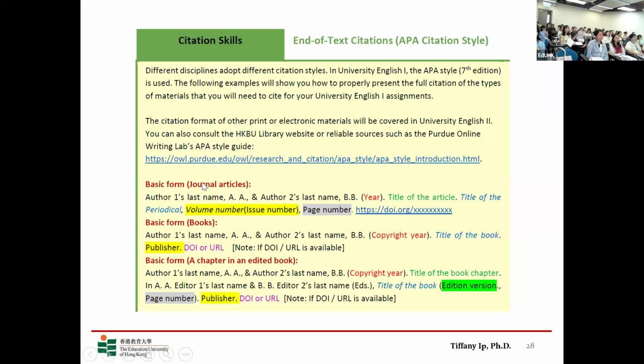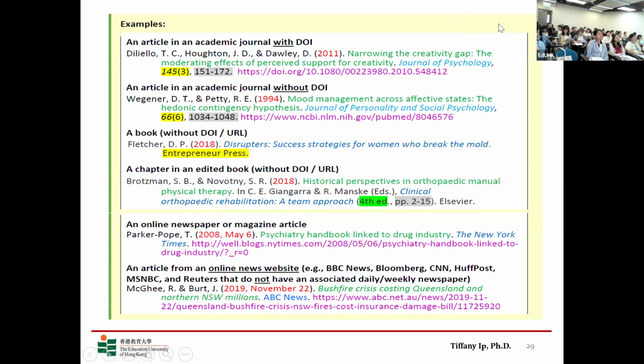Right here, you see, normally we will have journal articles, and we also have academic books or edited books. Here is the actual example. So follow this slide. Okay. You can always have this slide ready with you.